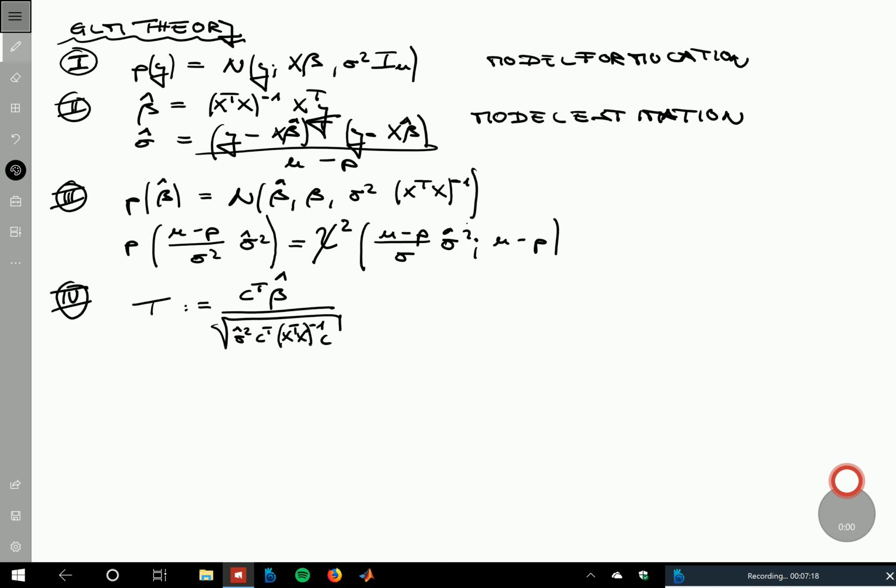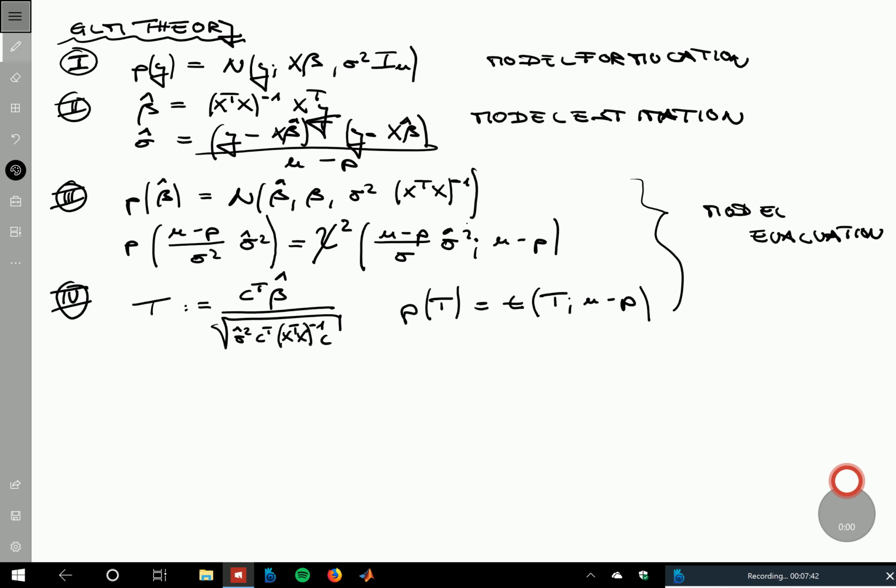So where actually the probability density is given by the T distribution, as you all know. So this latter part here, these two things are actually model evaluation. And that's essentially what I've just written down. This is the whole distribution theory of the GLM, and not much more.